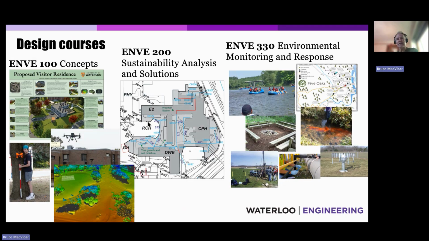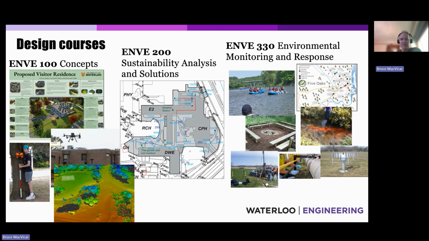ENV 200 hasn't run yet, but this is a new course called Sustainability Analysis and Solutions. So we'll be looking at different techniques for sustainability analysis. And then we think, we're still working on it, but the idea is to use the campus and the city of Waterloo as a living lab. So to think about, how much energy are we using? Where is it coming from? Is there better ways? This map here is really focused on stormwater because that's a course that I teach.